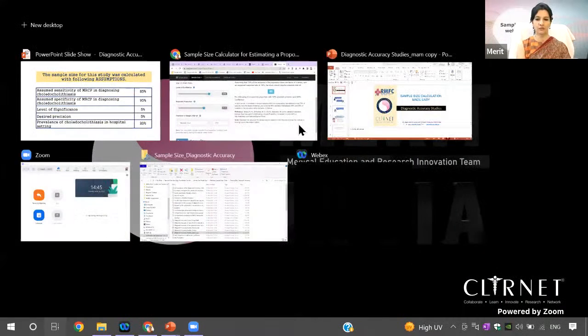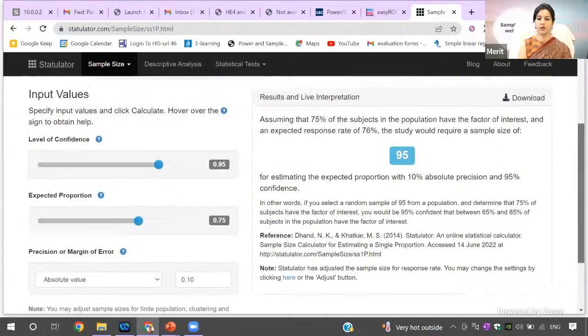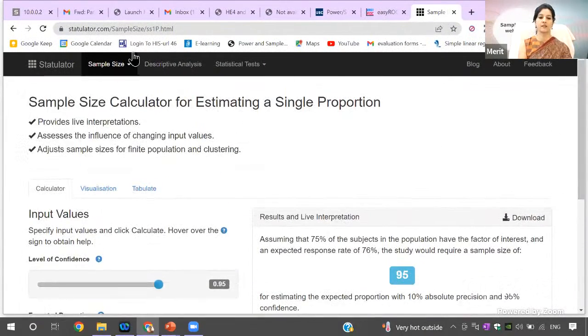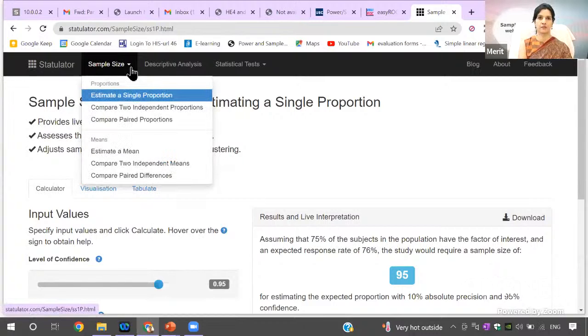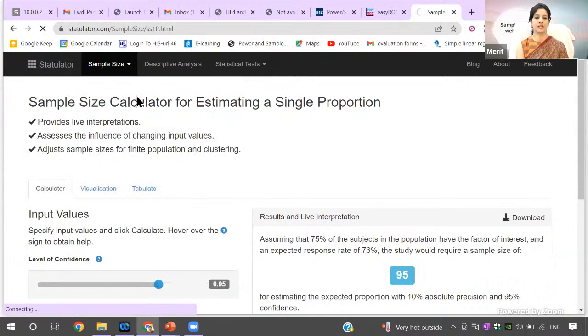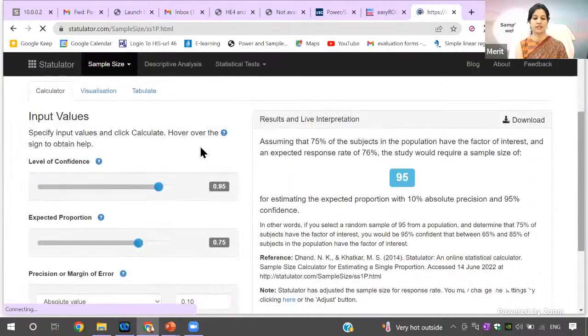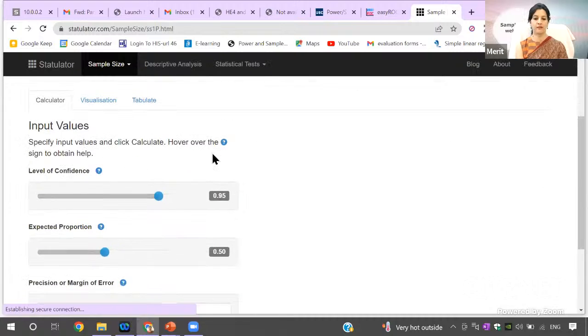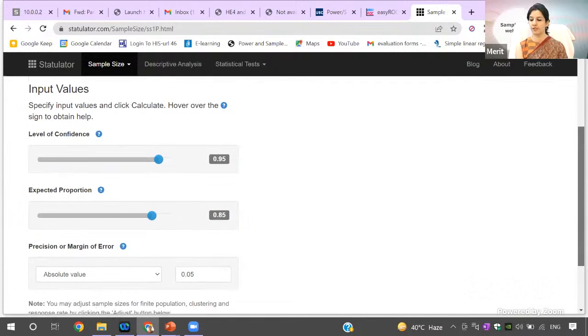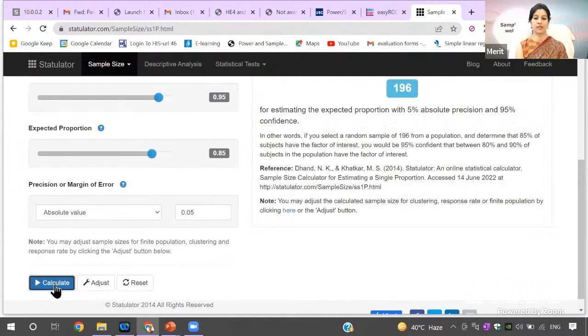So I'll go to the Statulator. In the Statulator interface, there is a sample size menu, and from this drop-down menu we will select single proportion. I have clicked single proportion, and then in the input, the level of confidence is 0.95. It is the fixed value. For the expected proportion, if I take the sensitivity, it will be 0.85. The precision or margin of error is 5%, and then you calculate it. So if you don't take prevalence, it will be 196.